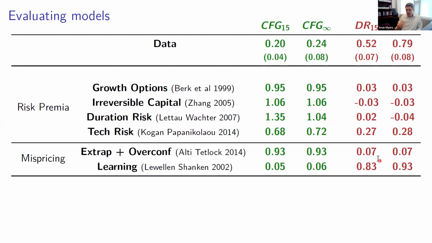Now, we do evaluate a sixth model, ironically, one of John's models. So what we find is that the learning model of Lewellen and Shanken is the one that comes the closest to our results, where it has very little relationship between price ratios and future earnings growth, and a very strong relationship between price ratios and future returns.